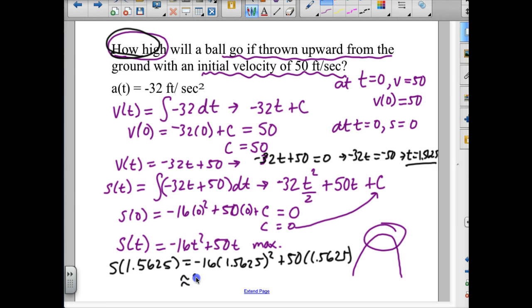So that position will be about 39.063, rounding. If you truncate, it's 39.062. So that would be feet. Those are the units.